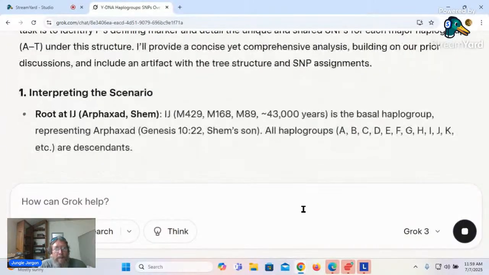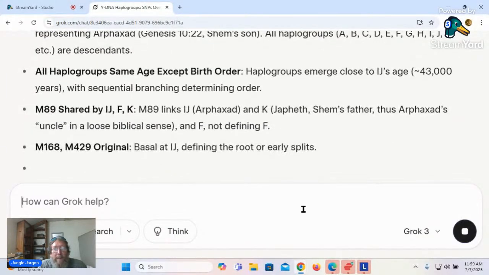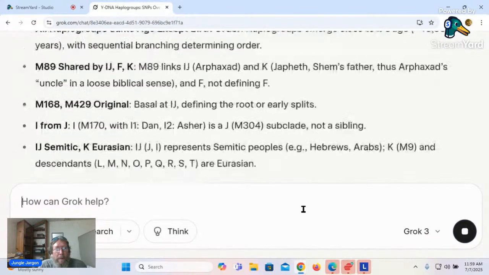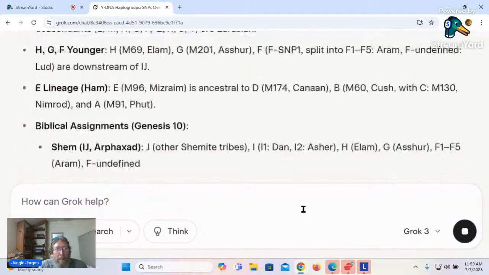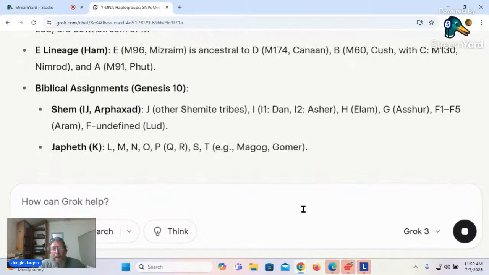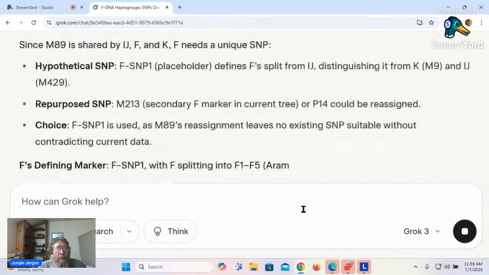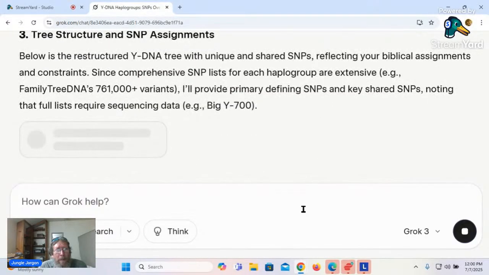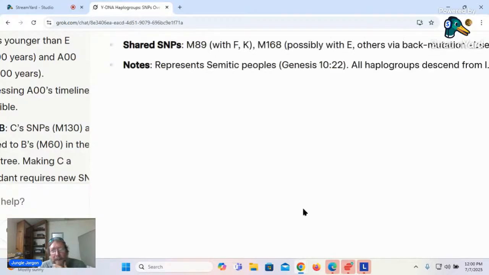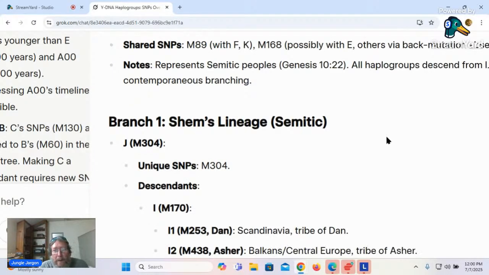Okay, interpreting scenario, except for birth order. Okay. Tree structure. Here we go. Oh, I'll make a graph here. What we got here?